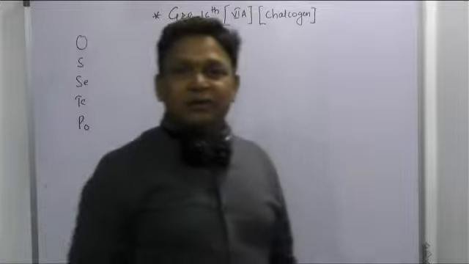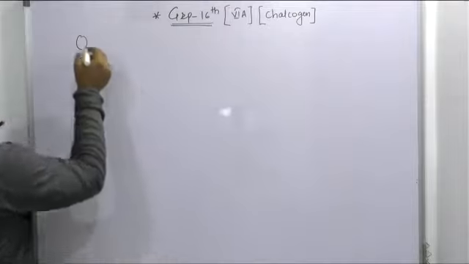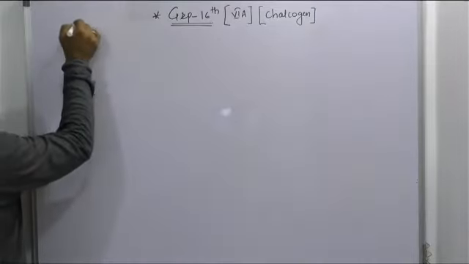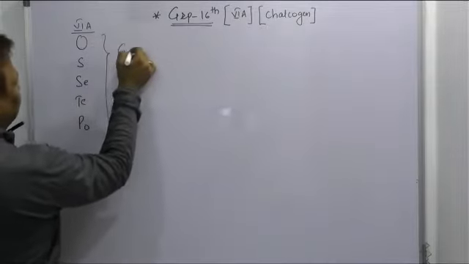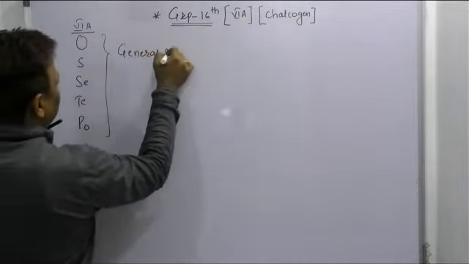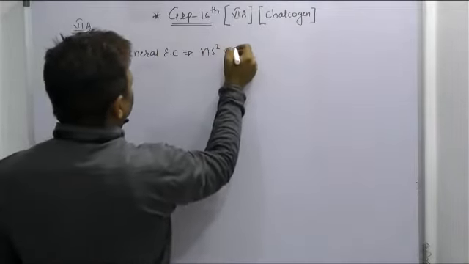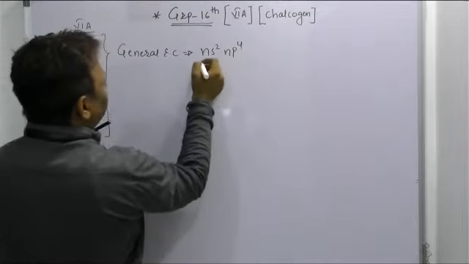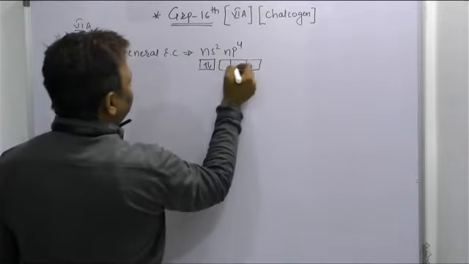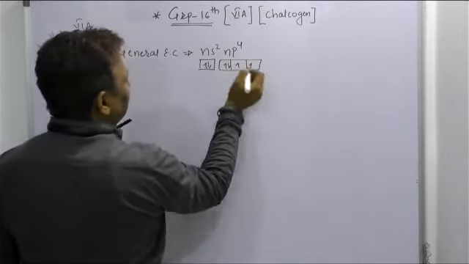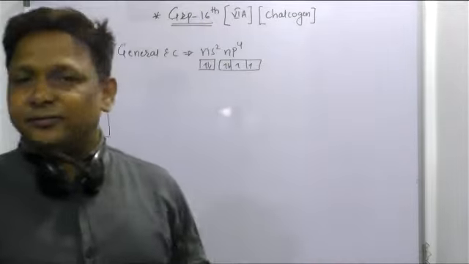If you know the atomic number of one element, we are able to write the atomic numbers of the other elements. One more point is that this group belongs to the 16th vertical column. If you write their general electronic configuration, it will come as ns2 np4. That means in the s orbital we have 2 electrons, and in the p orbital we have 4 electrons. 4 plus 2, so 6 electrons are there in their valence shell. Is it clear?